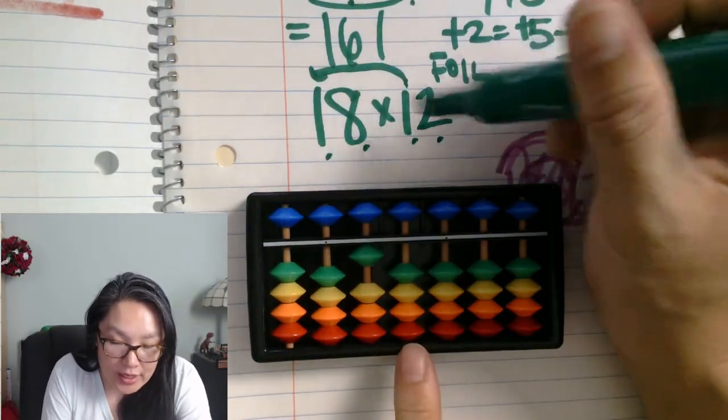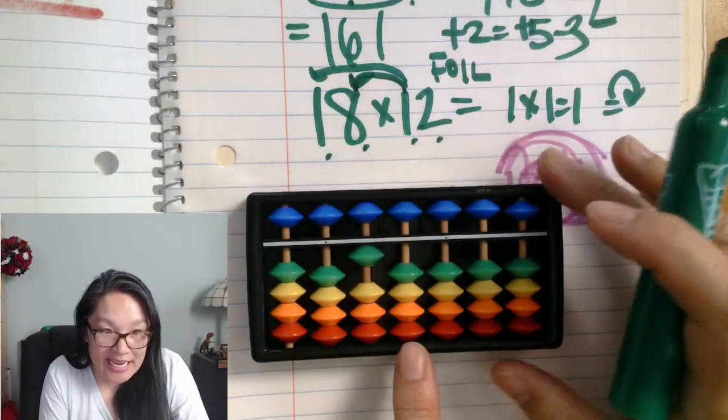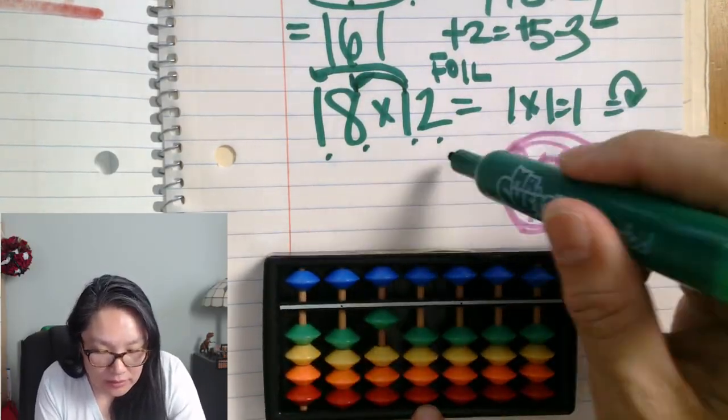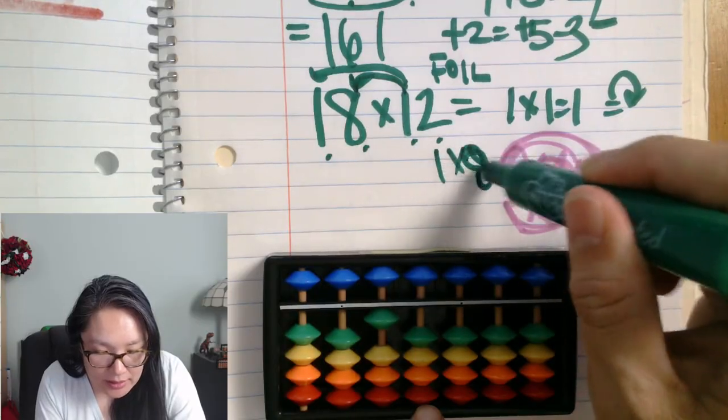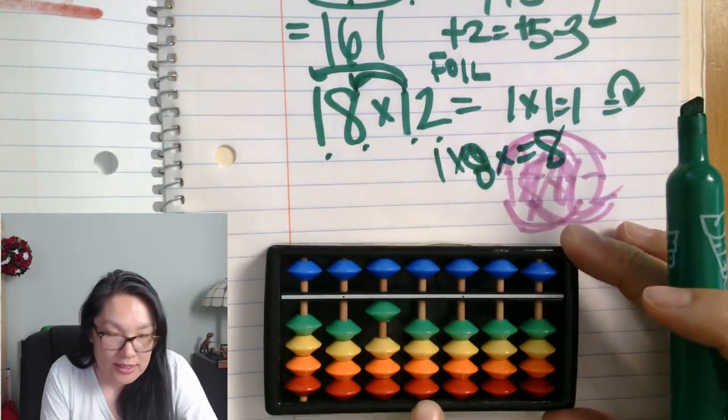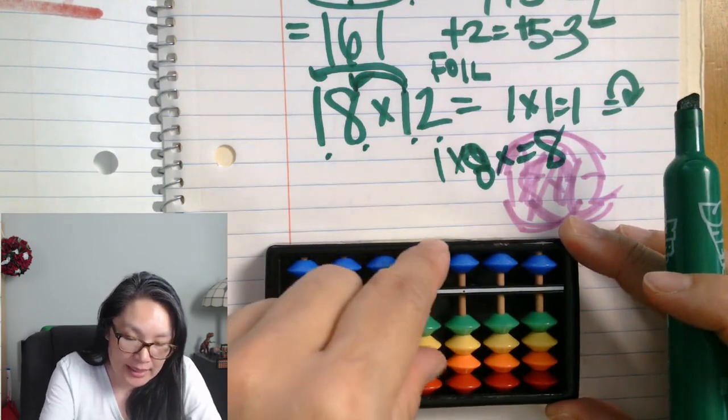So we do 8 times 1 is equal to 8. 8 is a single digit, right? 8 times 1 is equal to 8. 8 is a single digit. I go back one column and I add 8.